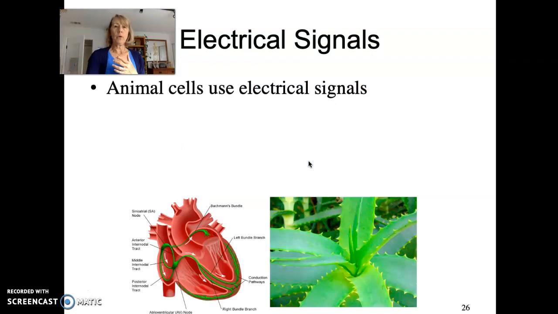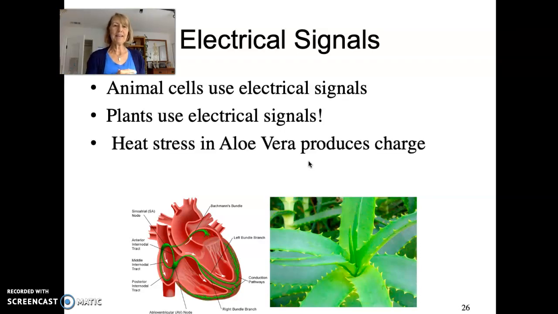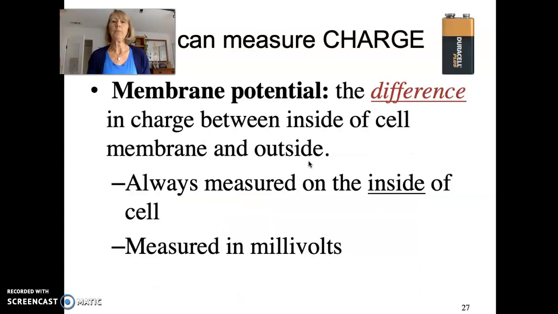Okay, so lots of different animal cells use electrical signals, and actually plants do too. This is aloe vera, and they found out that they have signals, which is amazing. And I don't want to go into what that does, but it's during heat. So when it overheats, it produces charge. The heart, this is a picture of the heart here, needs these electrical signals to be able to send a message to the muscle for it to contract. So lots of electrical signals everywhere, and we can measure this.